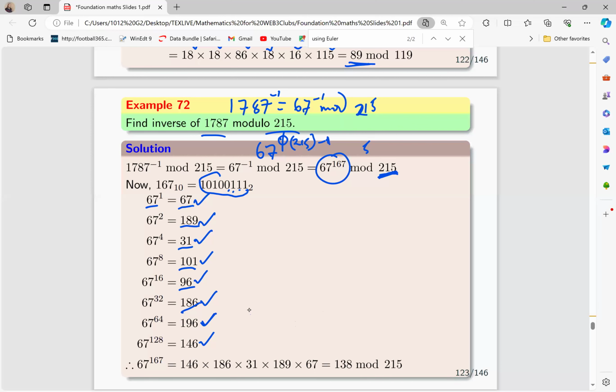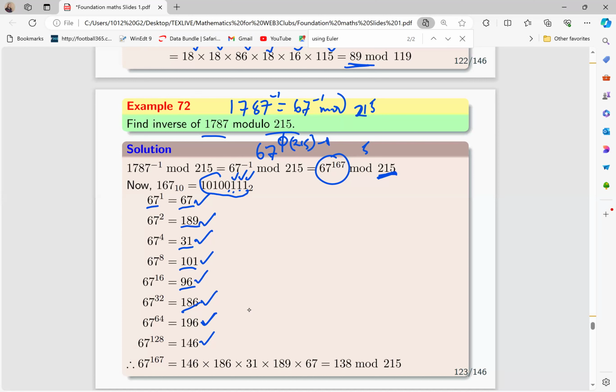It's telling us combine the first, the second, the third, then skip 2 and combine with that, and then skip 1, combine the last. So the first 3: 67, 189, 31. Then skip 2. Then the next one, 186. Then skip 1, the one that has a 0 there. Then note the last one, which is 146. You can multiply all of them and divide it by 215. This is what we get as the inverse of 17.